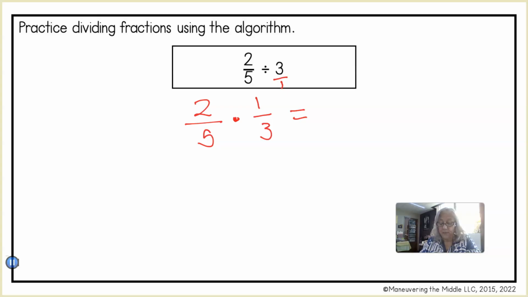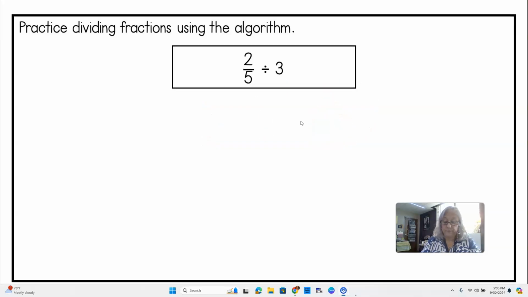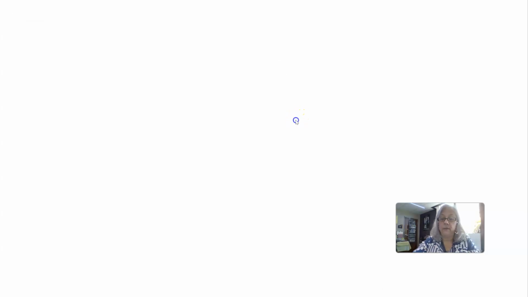So we multiply now. 2 times 1 is 2. 5 times 3 is 15. And our answer is 2/15. That one can't be cross-simplified or simplified, period. So that's that answer. Pause if you need to, but we're going to move on here.